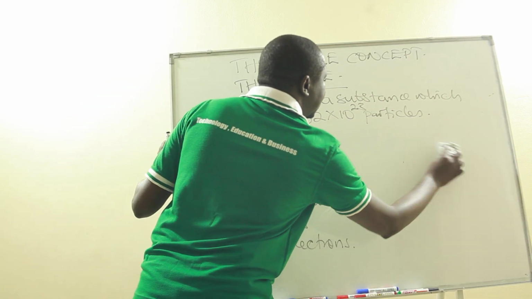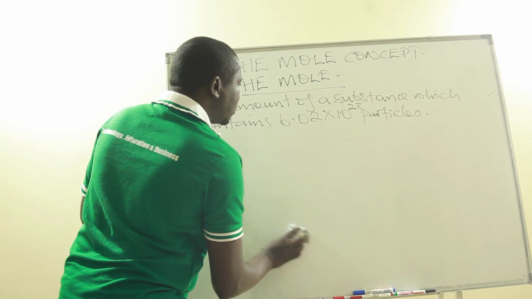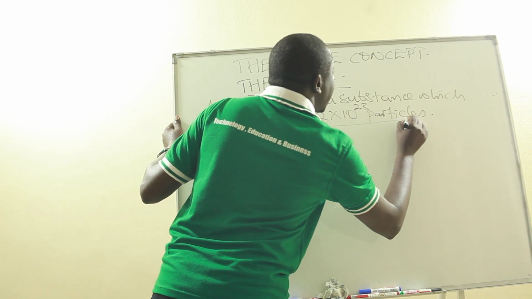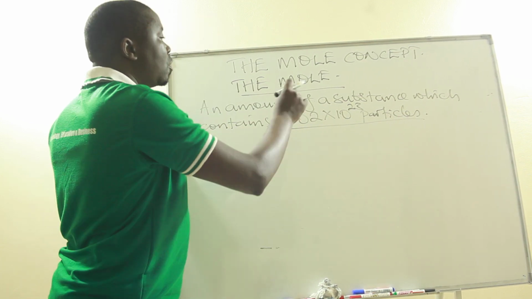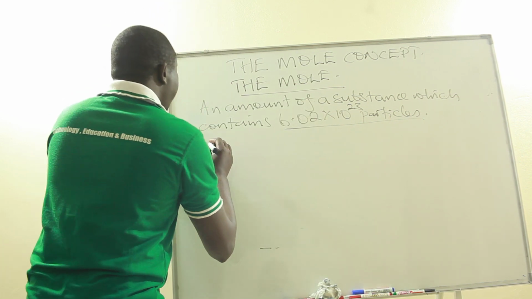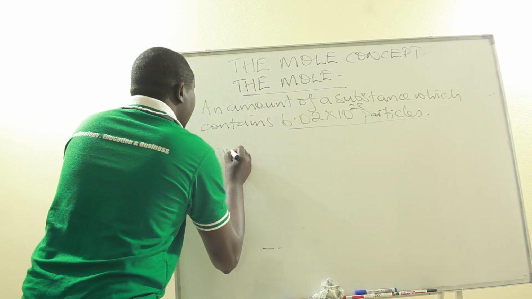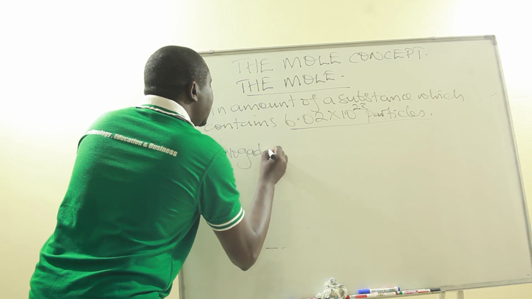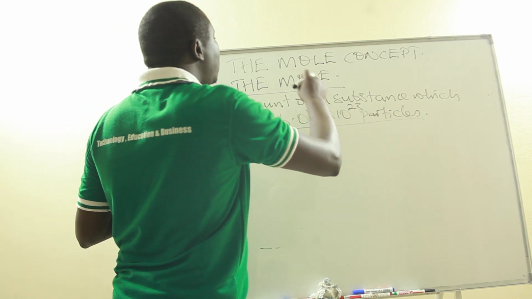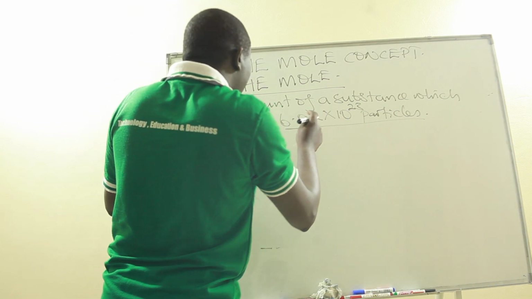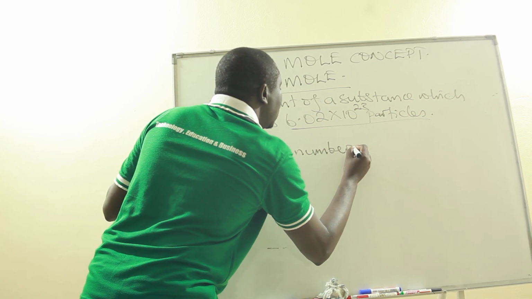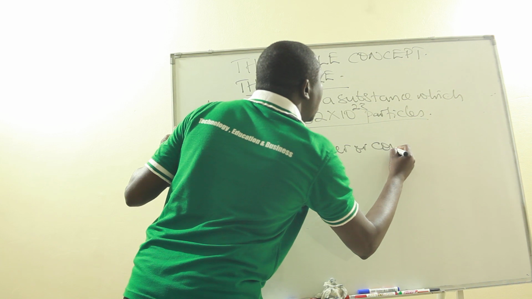Now let us look at the 6.02 times 10 to the power 23 particles that we have talked of. That's the number of items or the number of particles in 1 mole of a compound. So this number here was established by the father of the mole, a man called Avogadro. Since it is a constant number of particles in 1 mole of a substance, this value here is called Avogadro's number, or what we call Avogadro's constant.